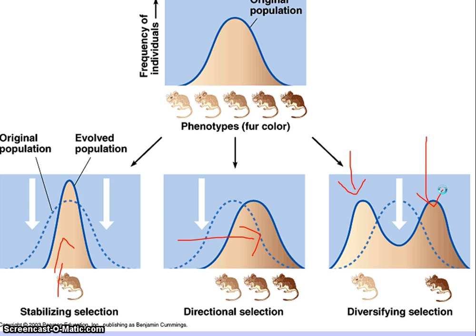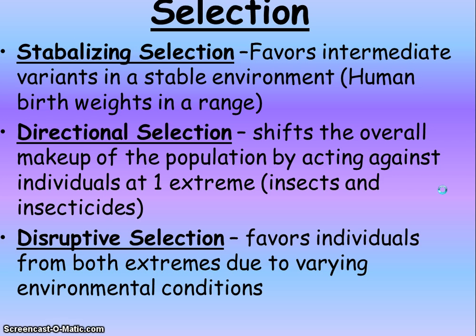Just to give you words for all that, stabilizing selection again favors the intermediate variants. Directional selection will shift the overall makeup of the population by acting against individuals at one of the extremes, so it favors one of the extremes. Disruptive selection is going to favor individuals from both extremes, and that is because of the varying environmental conditions.